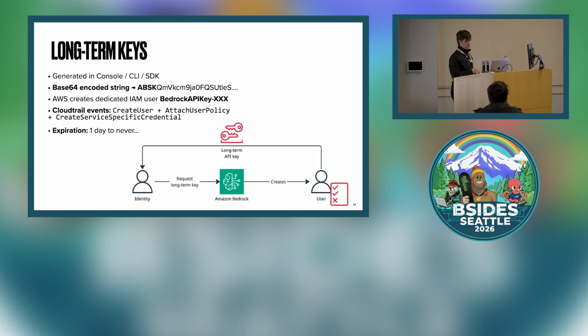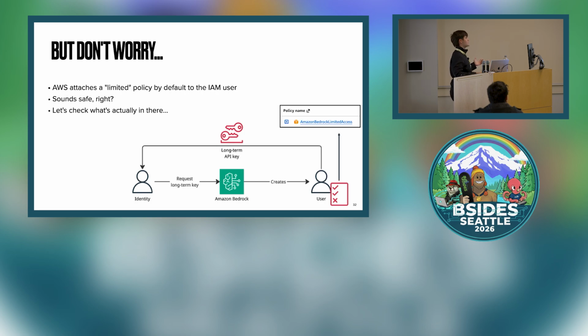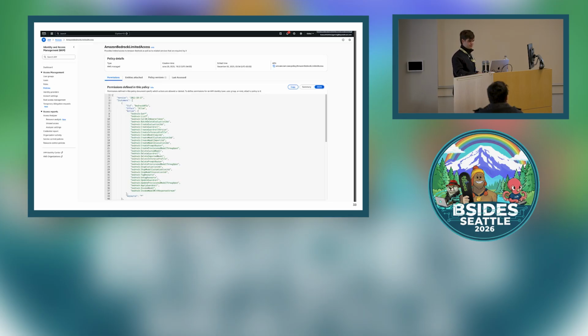If you see the diagram, you can see that what happened is that Bedrock handled that request. It created a user with the policy and the long-term API key in that new user. But don't worry, AWS attaches a limited policy by default to the IAM user. Sounds safe, right? Let's check what it's actually inside.